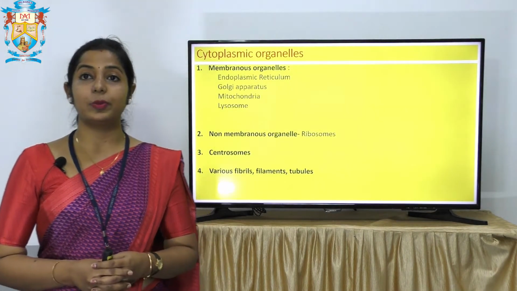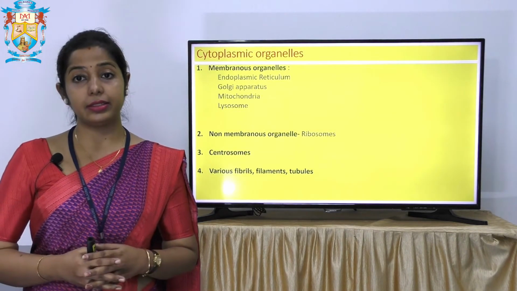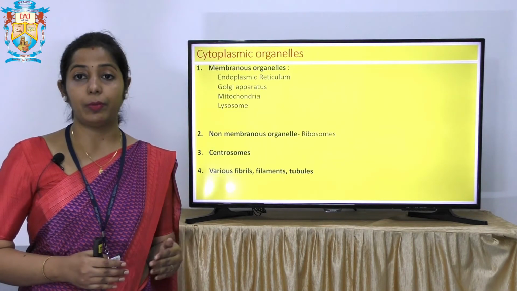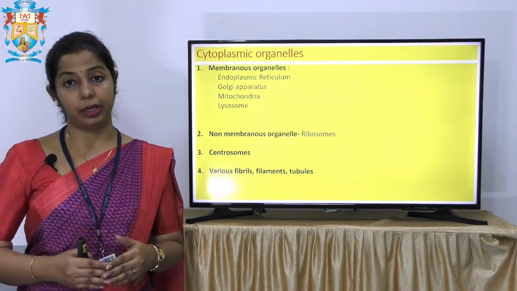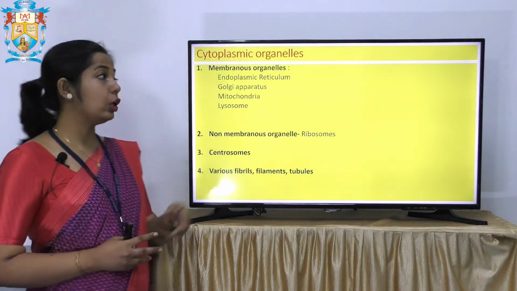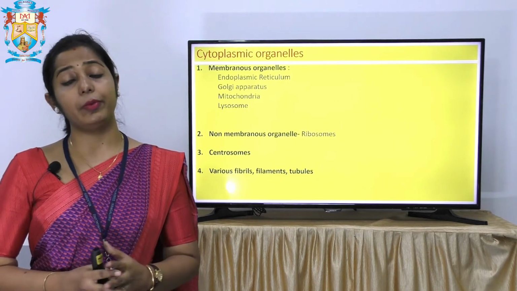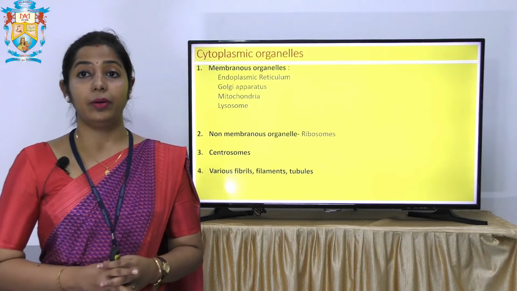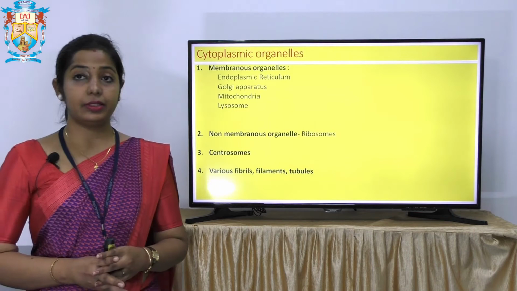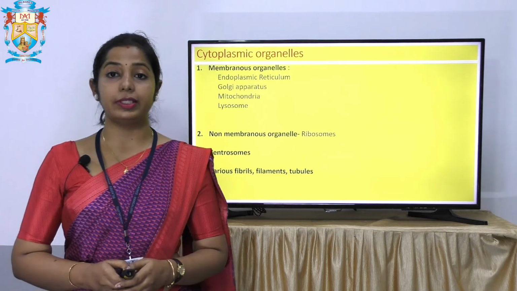Let's move on to cytoplasmic organelles. There are two main types of organelles present in the cytoplasm. One is membranous organelles and the other is non-membranous organelles. Membranous organelles are like endoplasmic reticulum, Golgi apparatus, mitochondria and lysosomes, and the non-membranous organelle is ribosomes. Along with that, in animal eukaryotic cells, there are centrosomes and various fibrils, filaments and tubules present.